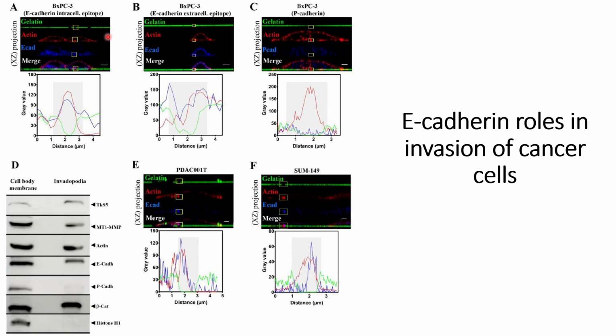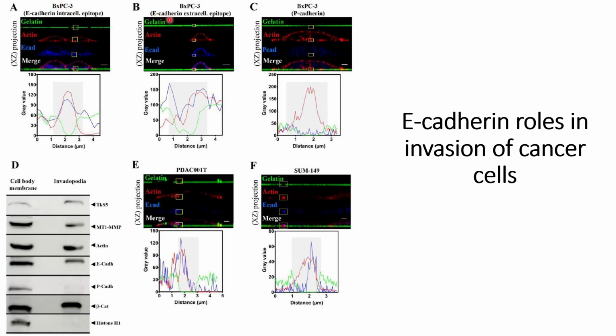So first, they checked the presence of E-cadherin in the invadopodia and also in the intercellular parts. They used the BXPC3 cell line, and when they checked the intercellular part, they were able to see that E-cadherins are present, and also actins are present. And when they checked their overlap, they were able to see that E-cadherin and actins are overlapping each other, indicating that they are co-localized at the same positions. They are co-localized in the intercellular part of the BXPC3.